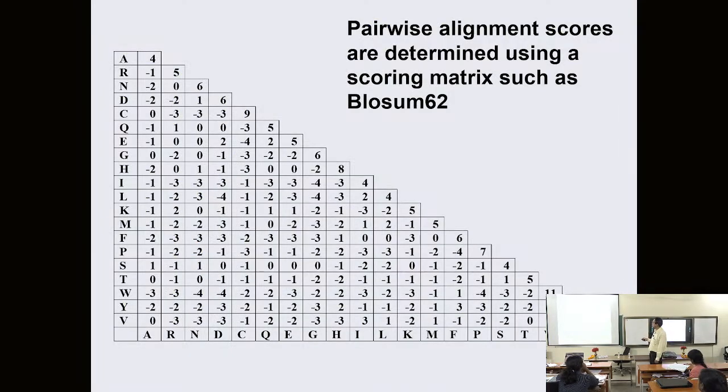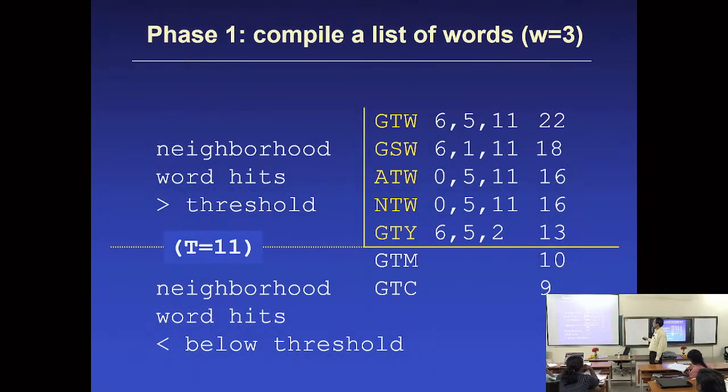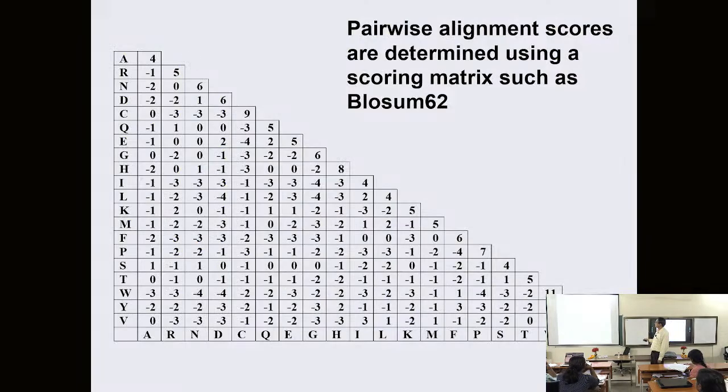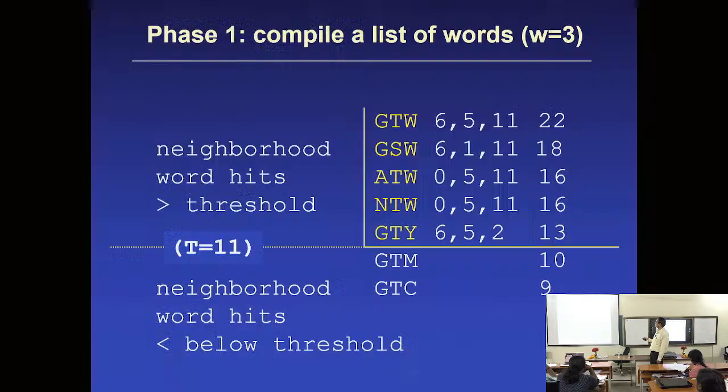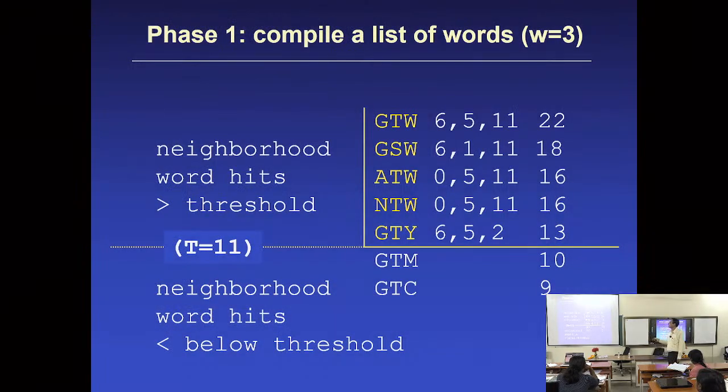So G aligned to G, that should be on the diagonal, 6, okay, 6, and then T aligned to T, so T aligned to T is 5. So 6 plus 5, W aligned to W gets 11. So 6 plus 5 plus 11, 22. Okay. Now you are having a tolerance of one mutation.